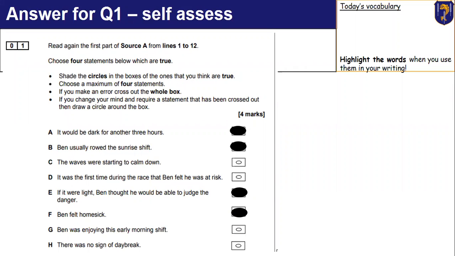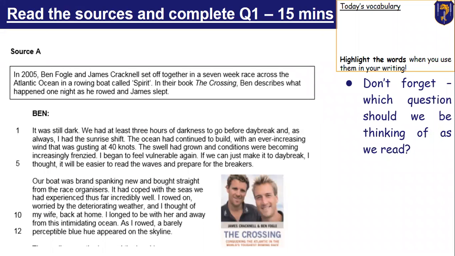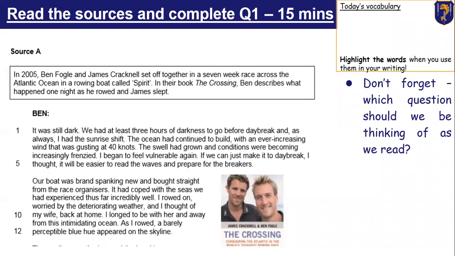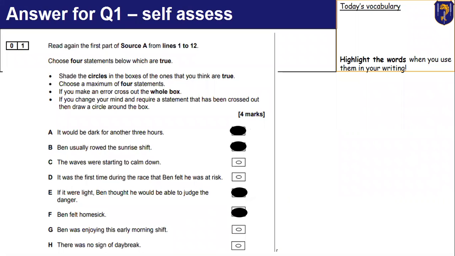The waves were starting to calm down. Well, we know that's not true because it says here that the swell had grown and the conditions were becoming frenzied. The ocean had continued to build. So that's showing that it's amping up, not calming down. Okay, it was the first time during the race that Ben felt that he was at risk. Okay, I began to feel vulnerable again. Now that's on line 4. So again, it implies that it's already happened, which means this is probably not true.